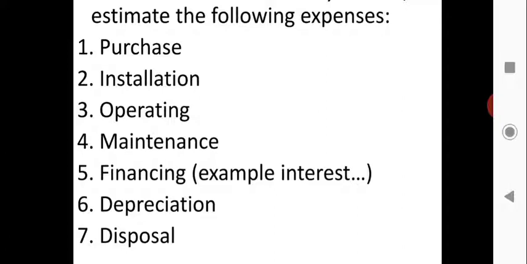Financing means the interest rate, and next one is depreciation, and the seventh one is disposal. So depreciation means the amount of energy it will consume. Say one air conditioner which we are commissioning in your home may lead to an increase in your energy bill of 300 to 400 rupees per month. So depreciation means the operation cost is also considered here. Next one is the disposal.